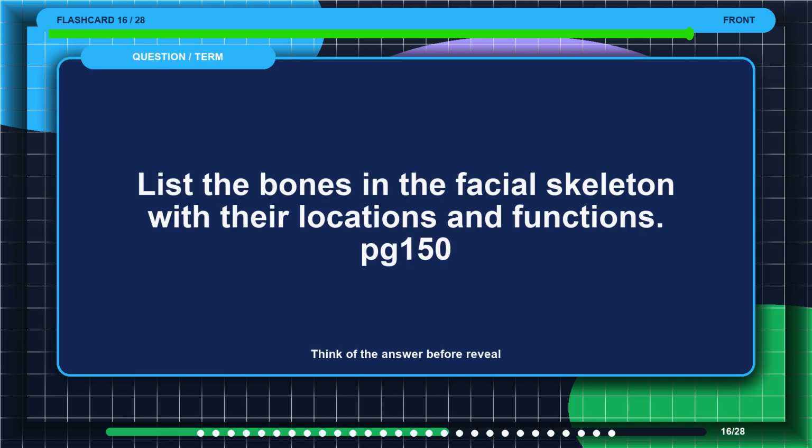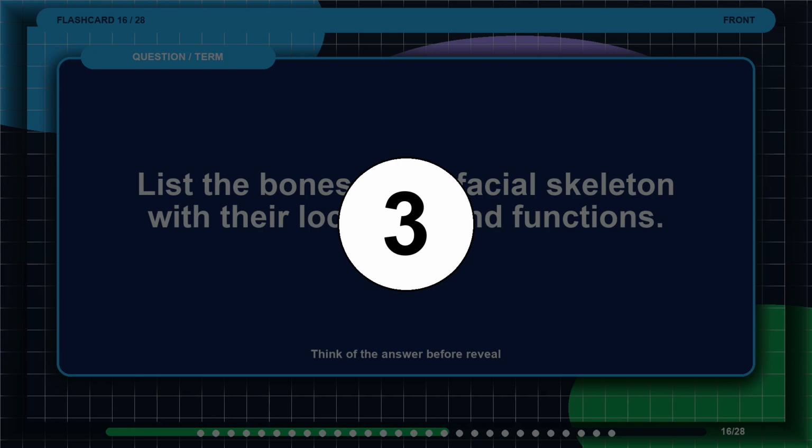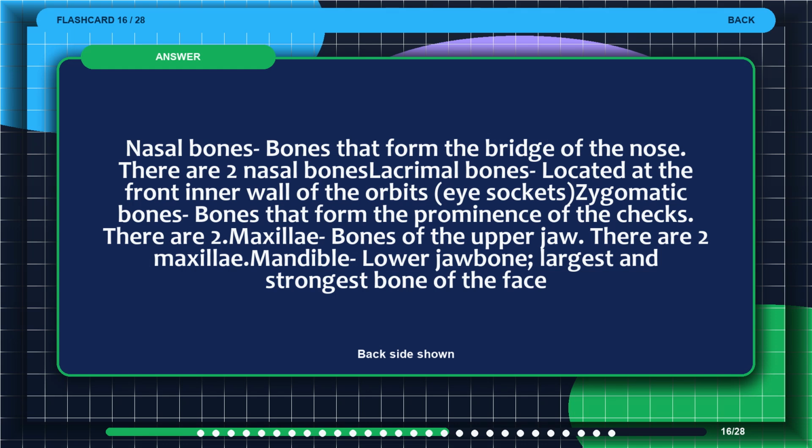Flashcard 16. List the bones in the facial skeleton with their locations and functions. PG 150. Pause and think of the answer before the reveal. The answer is: nasal bones, bones that form the bridge of the nose. There are 2 nasal bones, lacrimal bones located at the front inner wall of the orbit's eye socket, zygomatic bones, bones that form the prominence of the cheeks. There are 2 maxillae bones of the upper jaw. Mandible, lower jawbone, largest and strongest bone of the face.